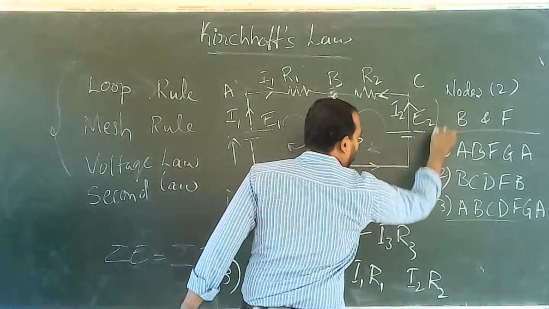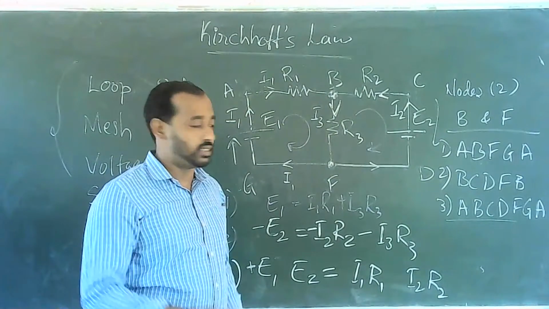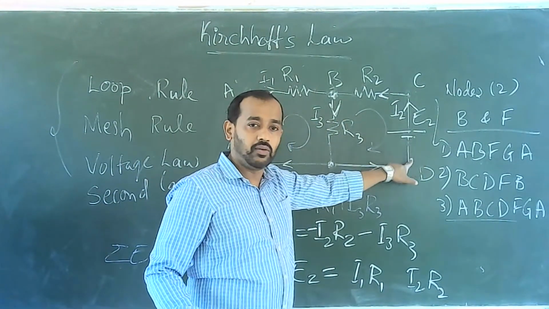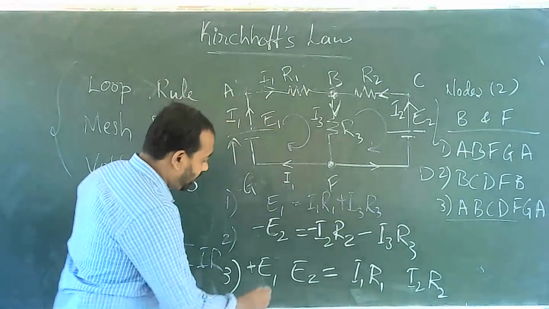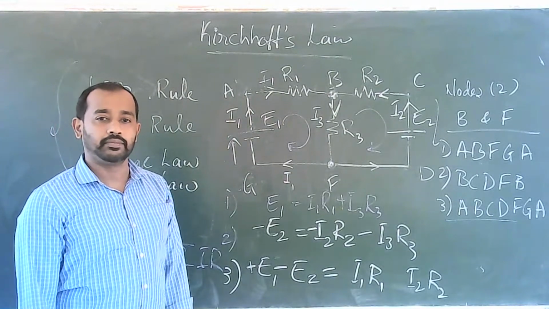Whereas, when we consider E2, since the clockwise direction of traverse has been considered, we are moving from higher potential to the lower potential. Therefore, E2 is treated as negative.